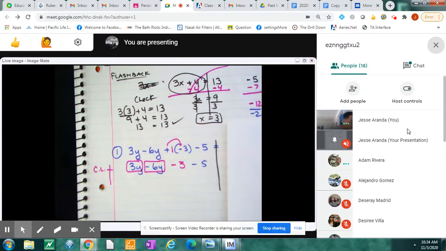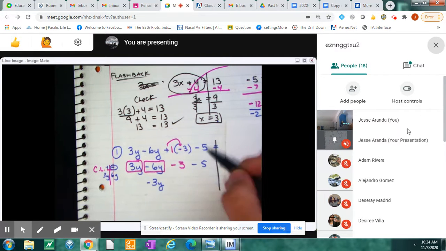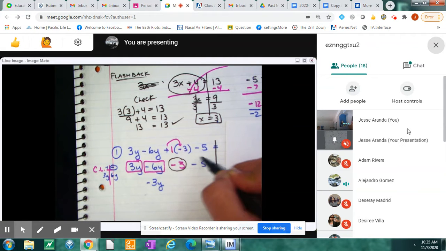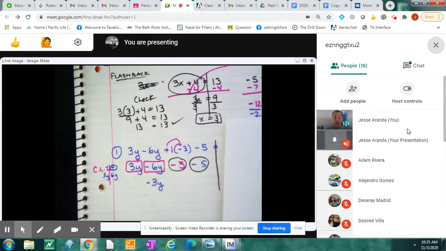All right. And then what do we get? So now if I do the t-chart, I'm going to do positive 3y, negative 6y, negative what? Negative 3y. Okay, so we're good there. Now, what do we do? Alejandro, what are we going to combine on this side now? The same side. The negative 3 with what? Very good.